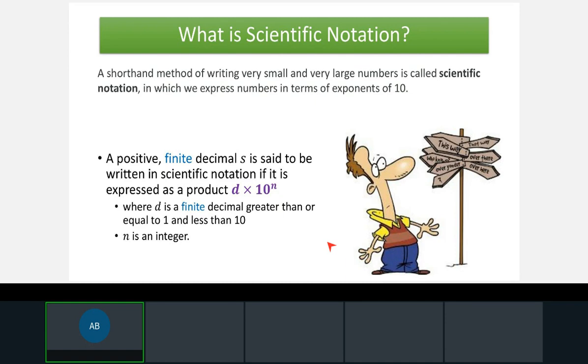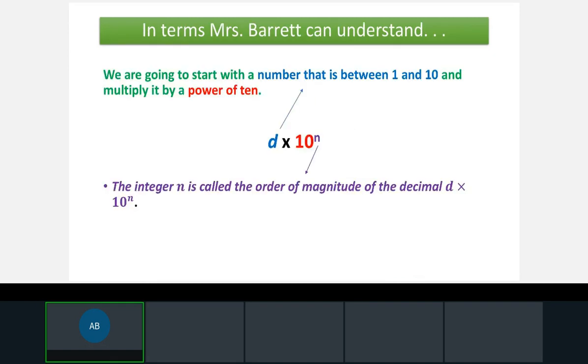First off, the word finite means that the decimal does not go on and on and on. It is a decimal that does stop. And when we're looking at a number equal to 1 and less than 10, most of the time we can think of that as a number between 1 and 10, but it can also include 1. And then we also have the exponent being an integer. So let's talk about that in terms Mrs. Barrett can understand and hopefully makes it a little easier for you.